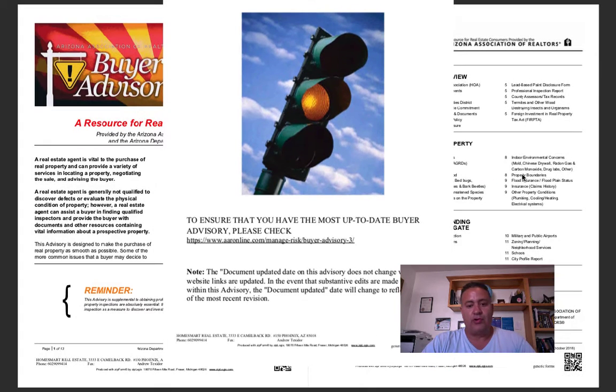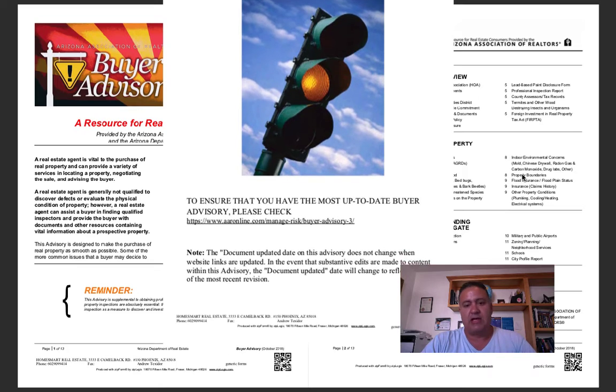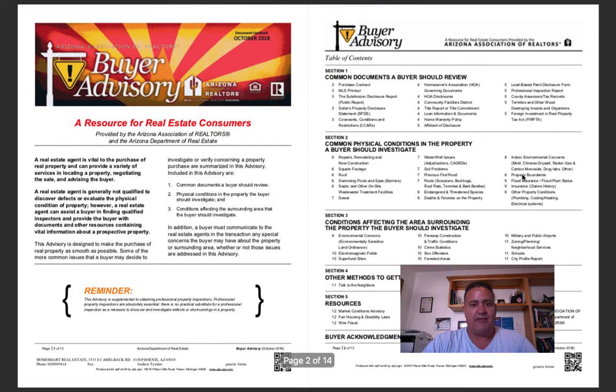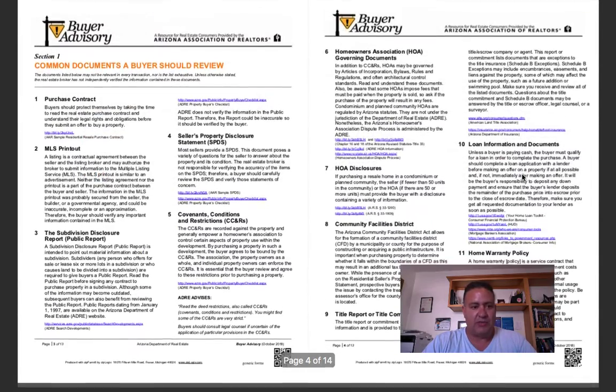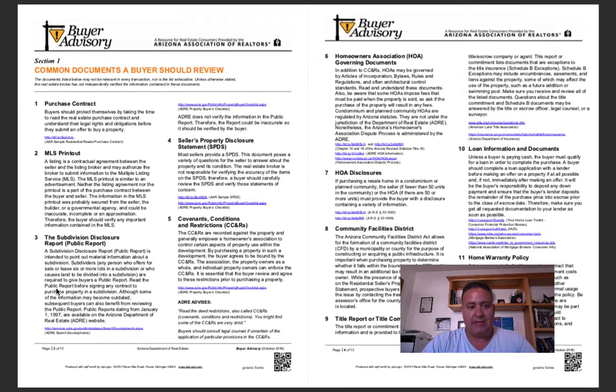All right, I'm going to go through a little bit really quick, but I'm just going to post the buyer advisory here so you can download it and take a look at it on your own. This is the table of contents. It tells you what's inside: documents that you should know, your contract, what an MLS printout has on it, subdivision public reports, seller property disclosure statements. I'm going to talk about this just a bit.